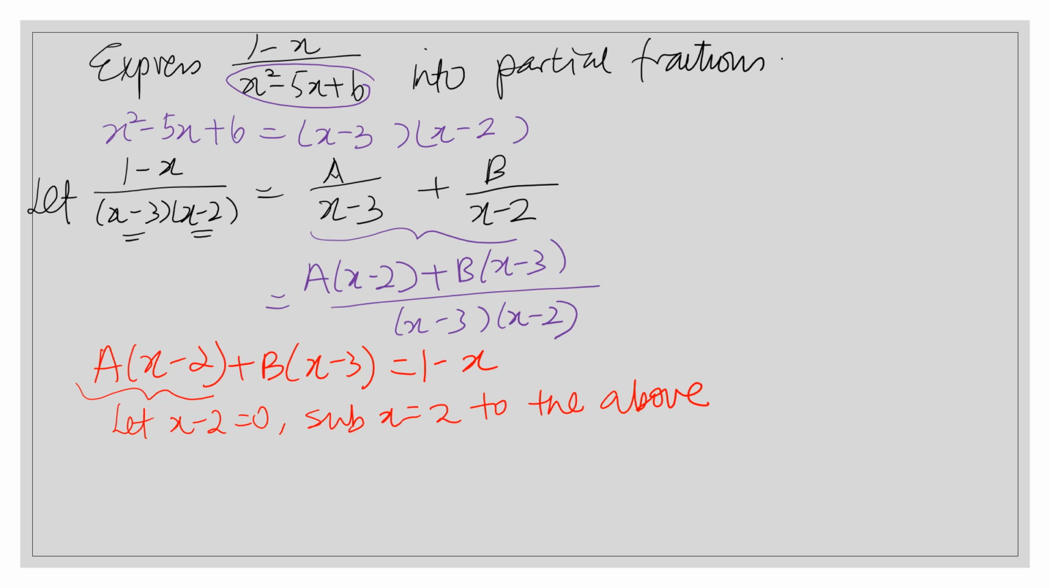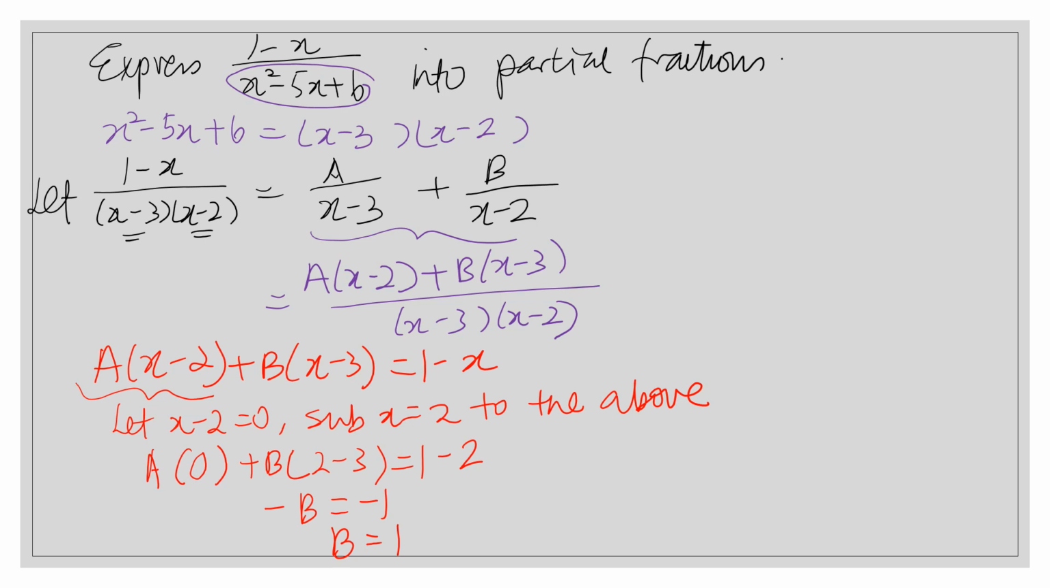When you substitute x equals 2 into the above, you will see that we have a bracket 2 minus 2, and that gives you 0, which is exactly what we want to achieve. The next one will be just 2 minus 3 equals 1 minus 2. So you end up getting negative b equals negative 1, therefore b is equal to 1.